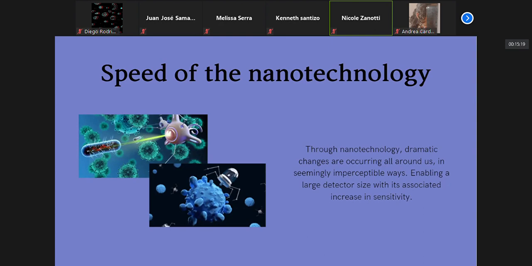The speed of nanotechnology. Our world is changing at the atomic and molecular levels. Through nanotechnology, dramatic changes are occurring all around us in seemingly imperceptible ways. Our research is contributing to the fight against cancer and infectious diseases, to the search for greener energy, and to computers that are cheaper, faster, and more powerful.